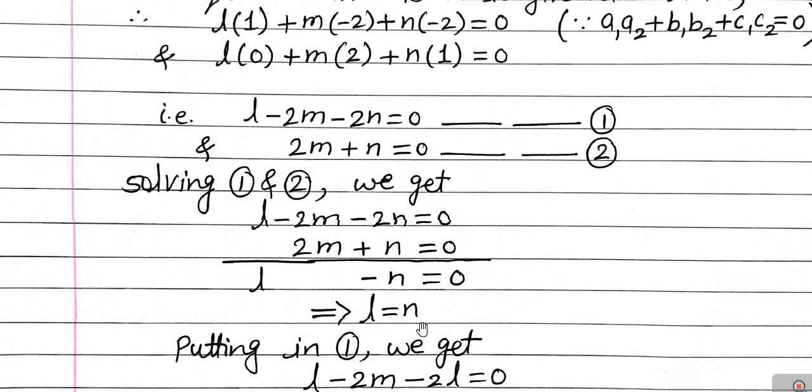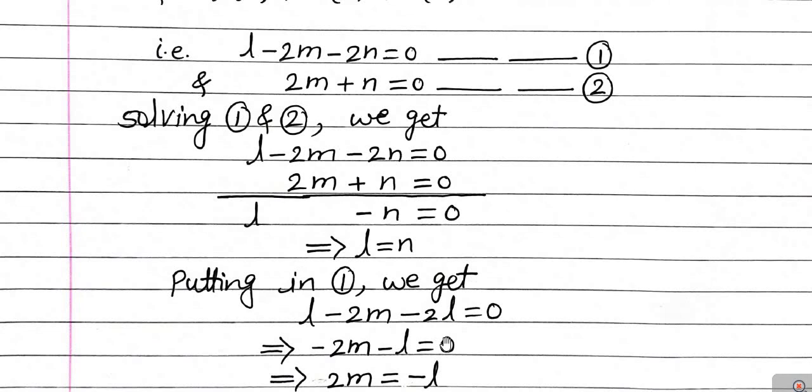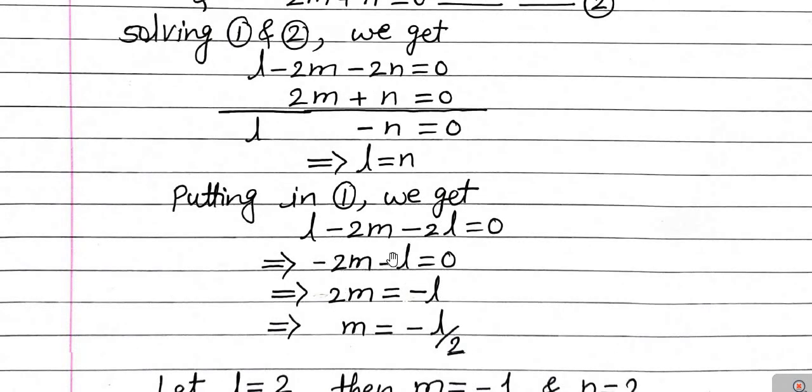Okay, we have obtained L equal to N. Next, I'll put this value L equal to N in the first equation. So we obtained L as it is, then minus 2M also as it is, then minus 2 times N, but N is equal to L. So minus 2L equal to 0, which implies that minus 2M and L minus 2L is simply minus L equal to 0. Again, this minus 2M term, if transferred to the other side, we'll get 2M equal to minus L.